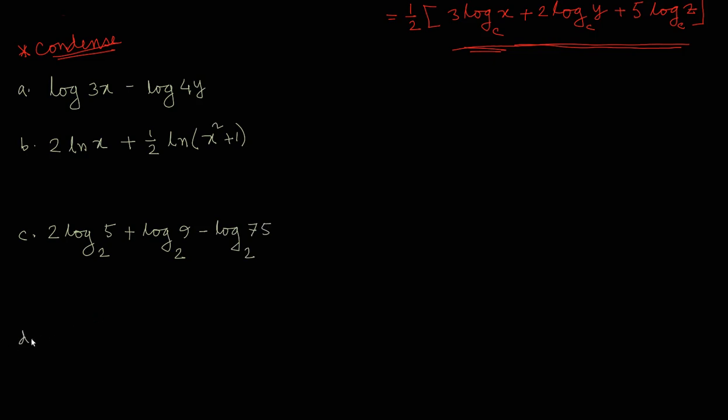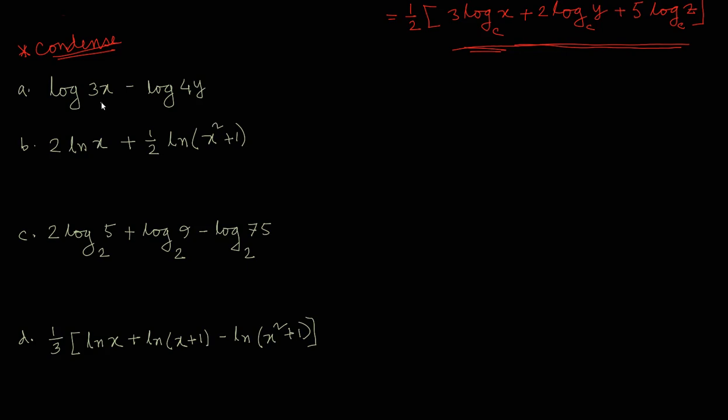Okay, and then finally D, I need to do 1/3 natural logarithm of x plus natural logarithm of x plus 1, and then minus natural logarithm of x square plus 1. So these are the 4 expressions I have in expanded form, so I need to condense those expressions. So let's do it one by one.